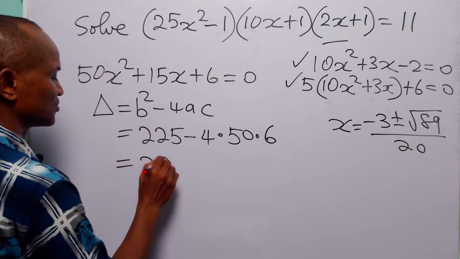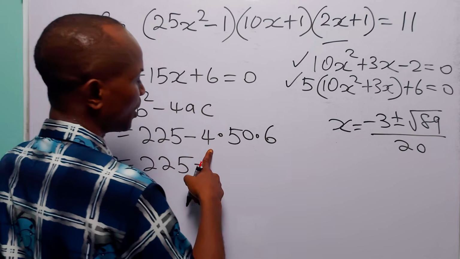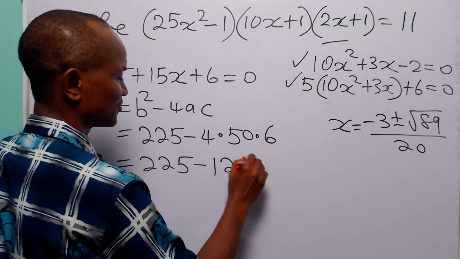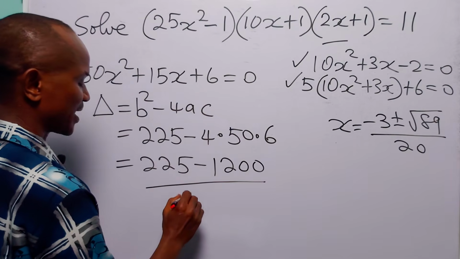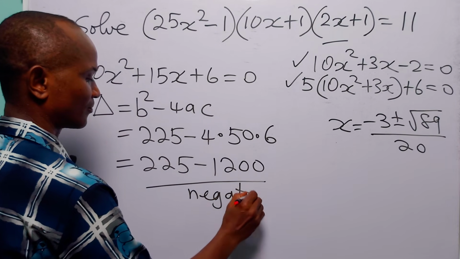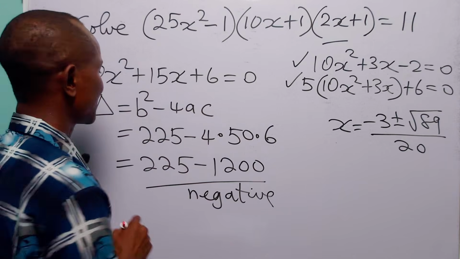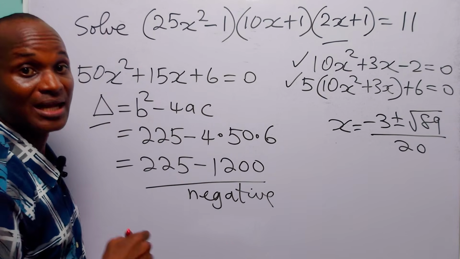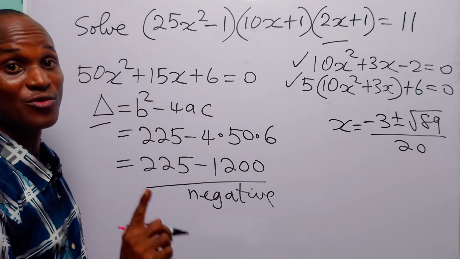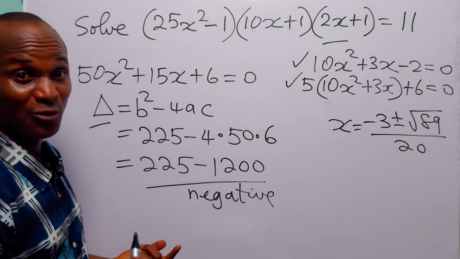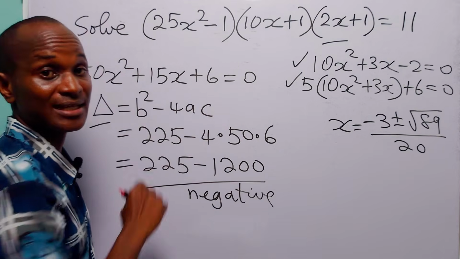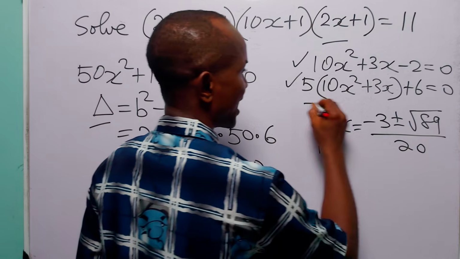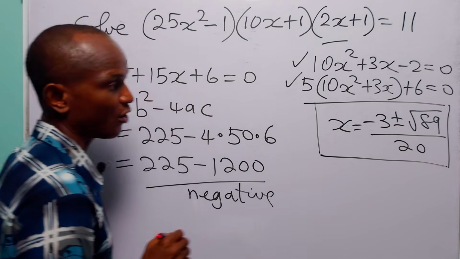Now this is equal to 225 minus 4 times 50 is 200. 200 times 6 is 1200. Of course, you know that this number is going to be negative. And you know that when the discriminant of a quadratic equation is negative, then that quadratic equation has no real roots. Remember, we are only looking for the real values of x that satisfy this equation. So the only real values of x that satisfy this equation are these two values of x.